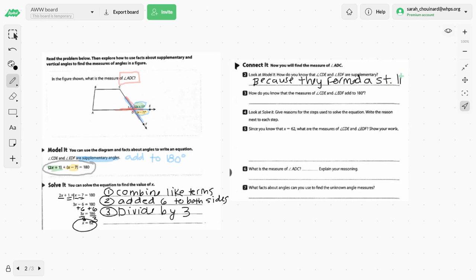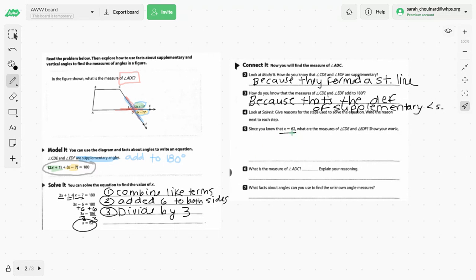And I'm just going to do ST for straight. How do I know that the measures add to 180? Because that's the definition of supplementary angles. So the definition told us that supplementary angles add to 180. Just going to do the angle symbol. Okay, we did solve it.